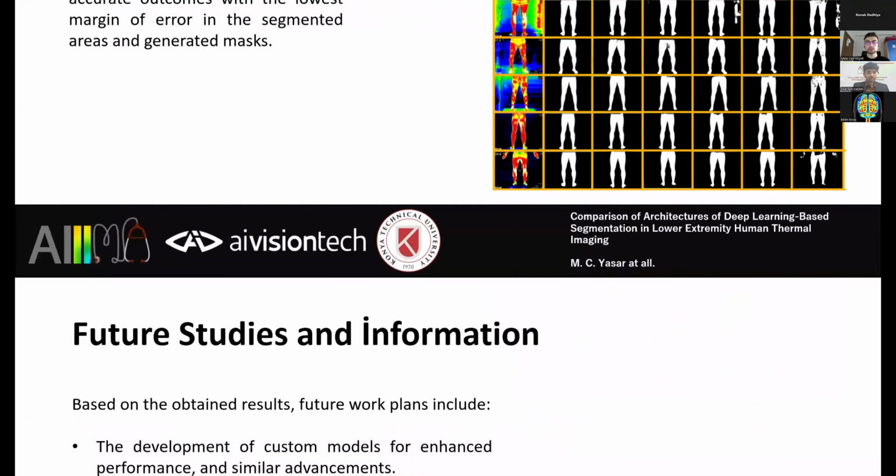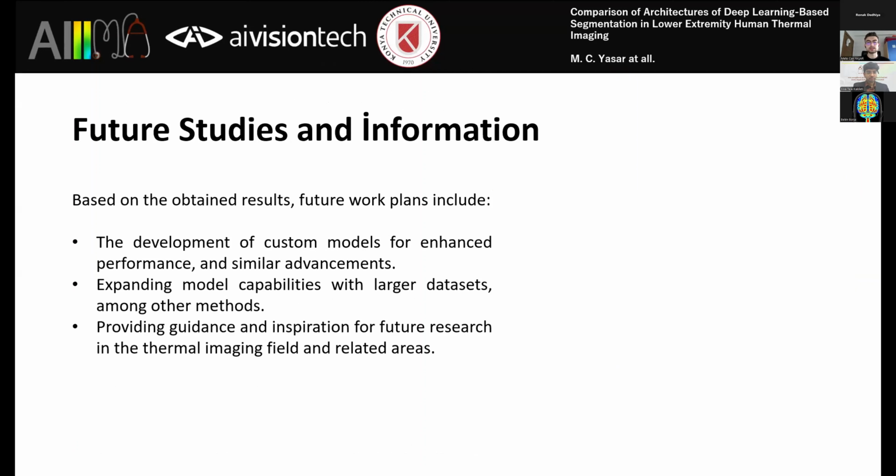For future work, we aim to enhance segmentation capability under different circumstances by training high accuracy models with larger datasets. Additionally, we plan to develop models with lower parameters to achieve higher accuracy, contributing to future literature studies.